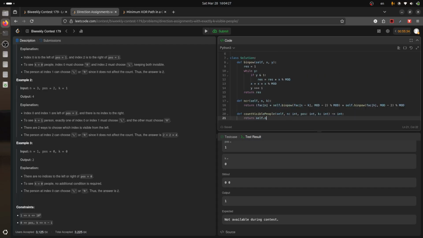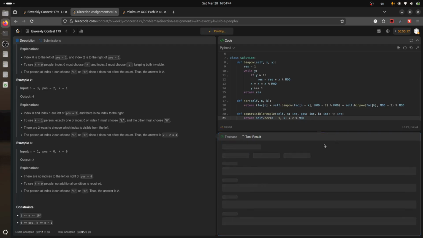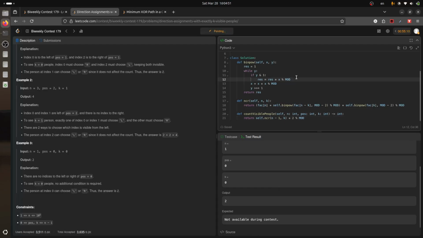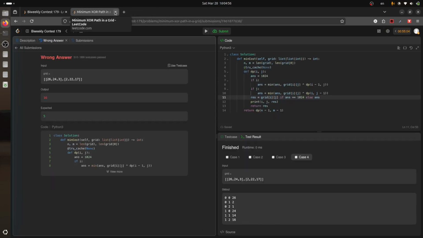So return self.ncr(n-1, k), because we don't really care about the position and we just want to pick k people, right? So like that, with a modulo, of course. This is 2, this is 4, and this is 2. Okay, easy. Okay, that was easier. Let's figure out this one.